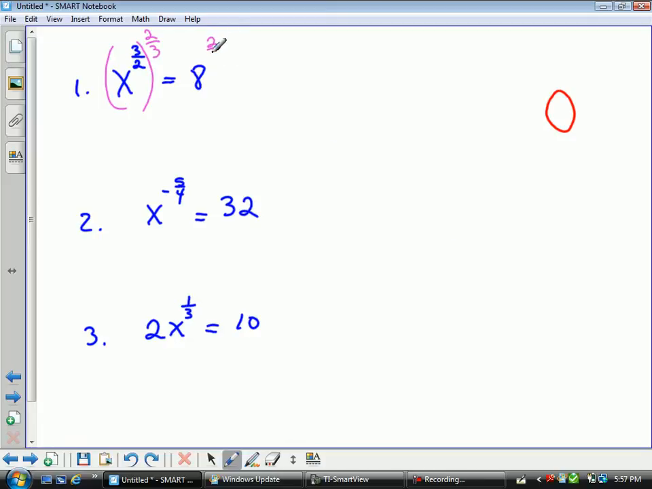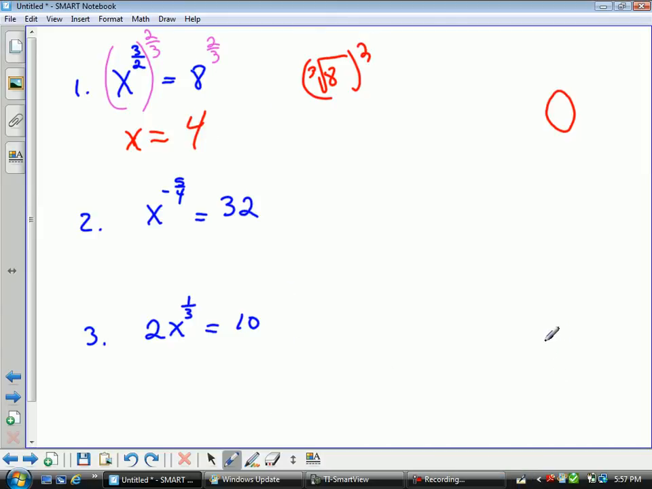The deal in math is if you do the same thing on both sides, you're allowed to do it. So when I do this reciprocal on the left side, I end up getting x equals, on the left, the power drops out, and raise this to the 2/3 power. You could take this and use your calculator. It's the cube root of 8 squared, and you get 4.